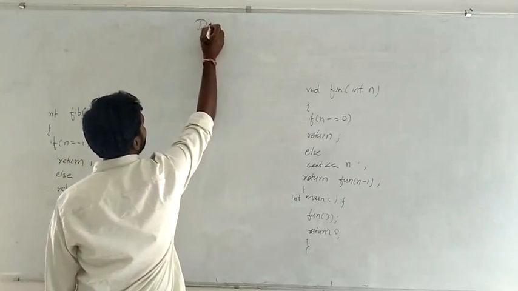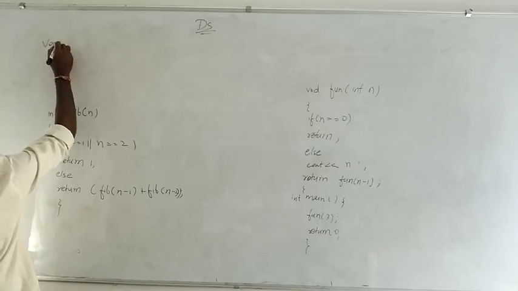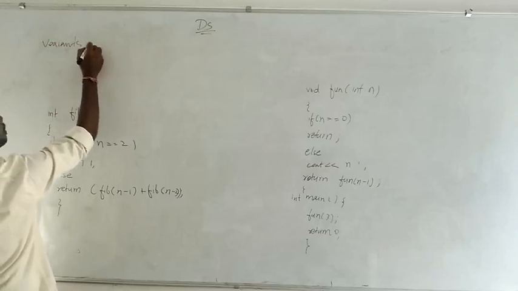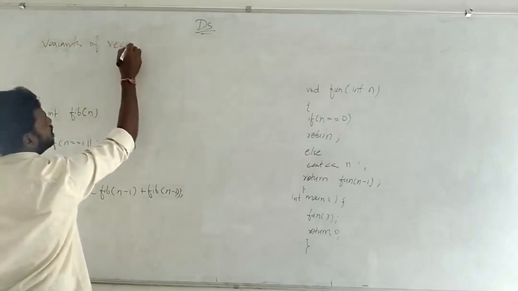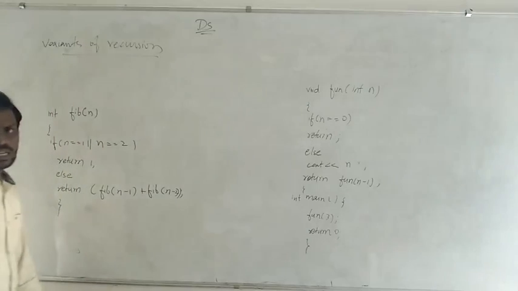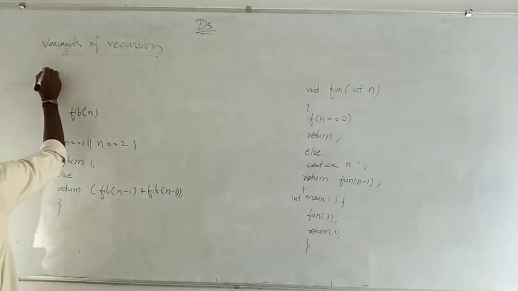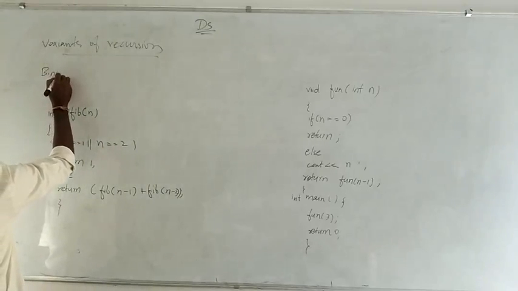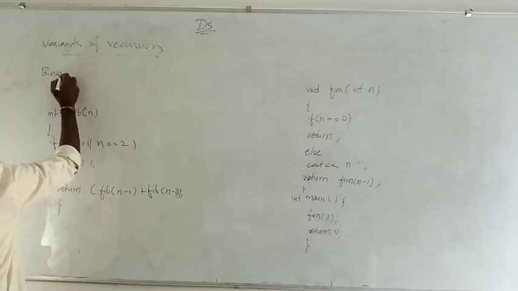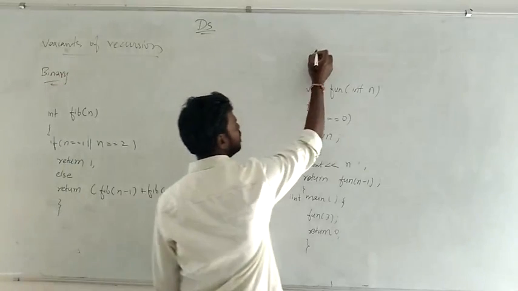In our previous lecture, we started the variants of recursion. In that we have seen two types of recursion, one is direct recursion and the second one is indirect recursion. In today's session, we are going to see binary recursion and the second one is tail recursion.